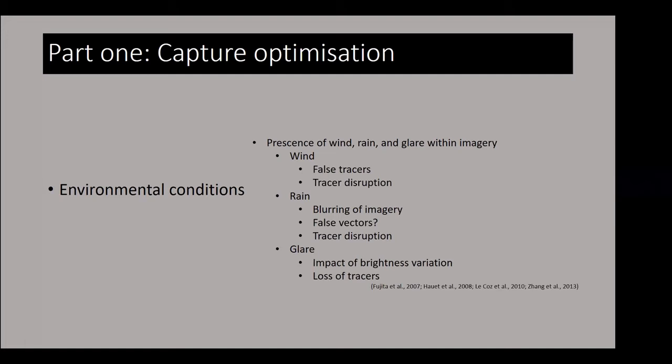Some of the typical factors that I have hypothesized to be associated with the environmental conditions are, for wind, you've got false traces and tracer disruption. Rain, you'll have blurring of the imagery, false vectors and tracer disruption. And finally, for the glare, the impact that brightness variation has across the image and the loss of traces. And that's just to name but a few.